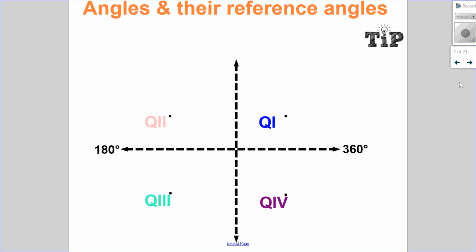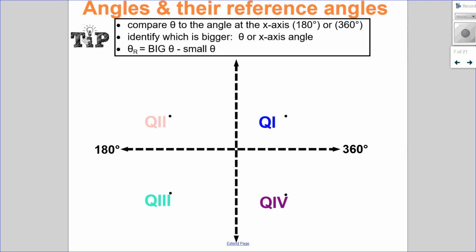So in quadrants 1, 2, 3, and 4, how can I figure out the reference angle? Since the reference angle is the acute angle that the terminal arm makes with the x-axis, the first thing I'm going to do is look at my x-axis angles, which are 360 degrees and 180. We compare the angle to the angle at the x-axis, 180 or 360, and choose the bigger one. Which is bigger, the angle or the x-axis angle? Then all you have to do to figure out the reference angle is do big angle minus small angle. So let's look at what that would look like in quadrant 1.